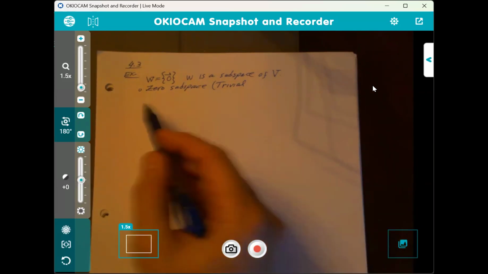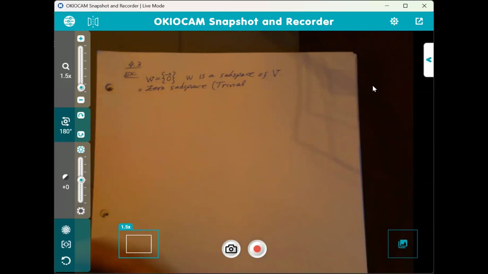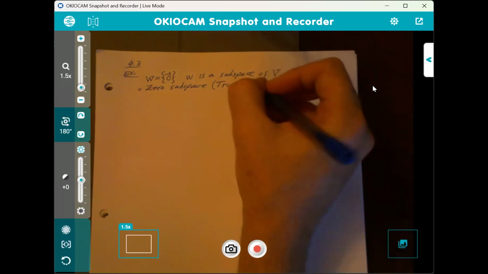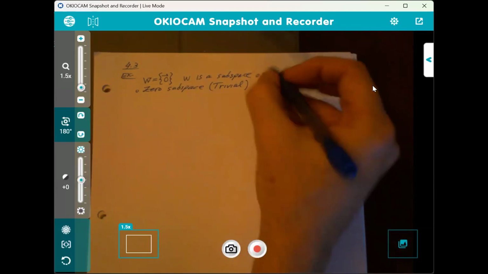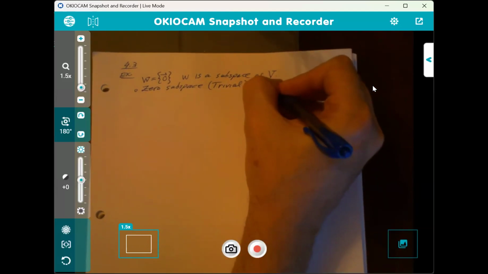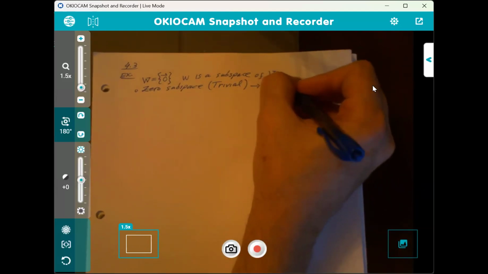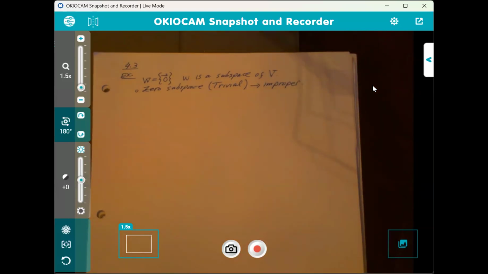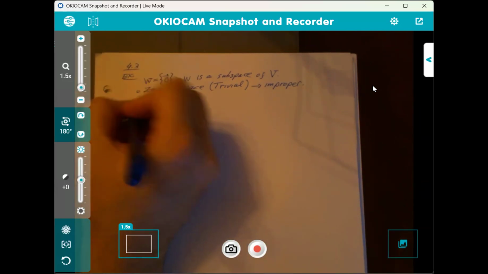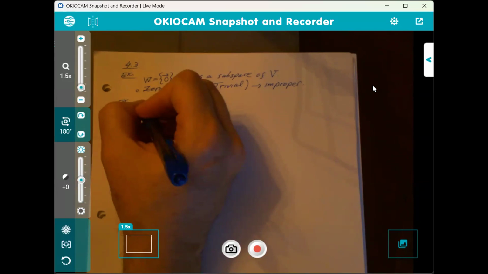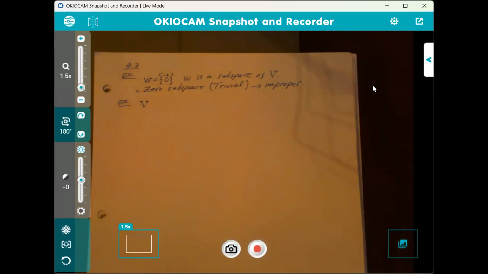Same thing with this one. This subspace isn't going to do me any good. So that subspace is called a trivial subspace. The trivial subspaces are improper, so some call this an improper subspace. We would like to have proper subspaces. So that's one example.